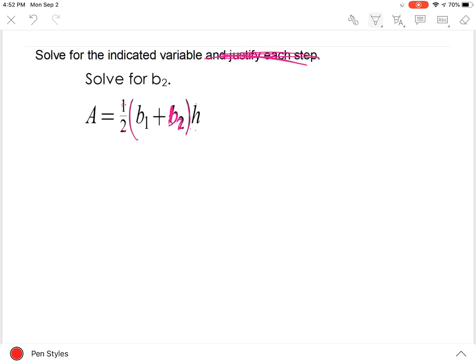Well, the opposite of, or inverse of multiplying by a half, we could divide by a half, which is the exact same thing as multiplying by 2. So I'm going to multiply by 2 on both sides. So over here we have 2a equals, well, a half times 2 is just 1. So we have b1 plus b2 times h.